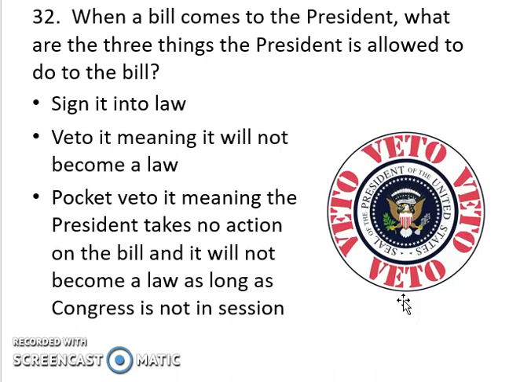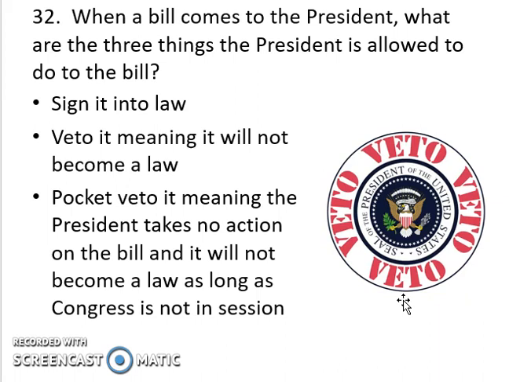Number 32 is when a bill comes to the president, what are the 3 things he or she can do? 1, they can sign it into law. And so now it's a law. The second thing they can do is they can veto it. And that means it's not going to be a law. They can also do a pocket veto. If Congress is not in session, they send them a bill and then they go home. Okay, that means they're not in session. The president can take no action on it. And if the president takes no action, we call that a pocket veto.